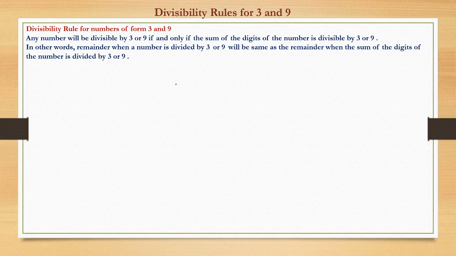Any number will be divisible by 3 or 9 if and only if the sum of the digits of the number is divisible by 3 or 9. What does this mean? I'll take some examples and show this.